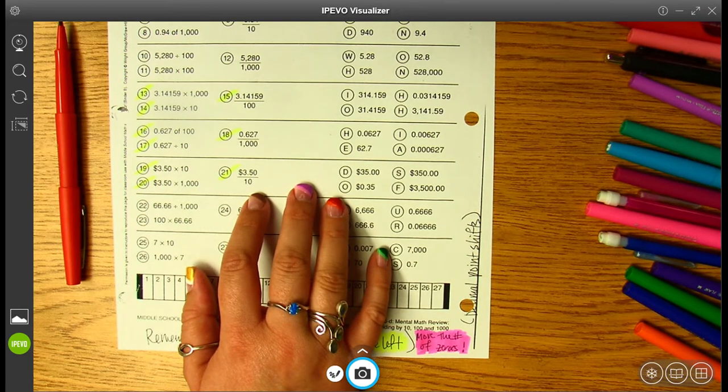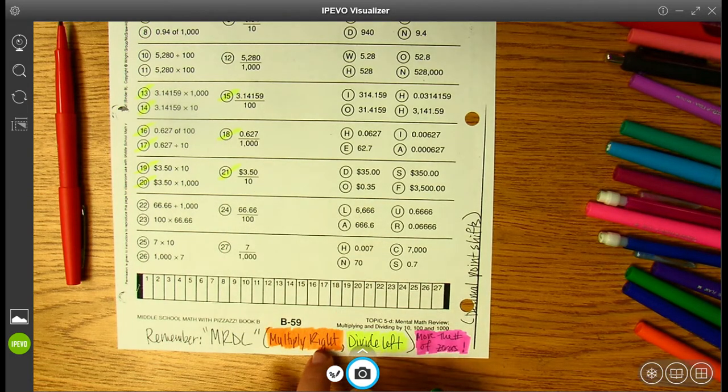Now, the reason that I say this is so helpful is you don't have to do all the multiplication or division. All you have to do is just move the decimal according to how many zeros there are. And again, if you're multiplying, move it to the right. If you're dividing, move it to the left.